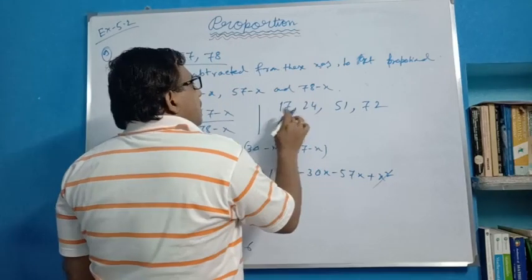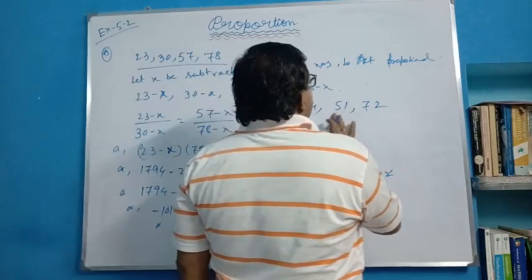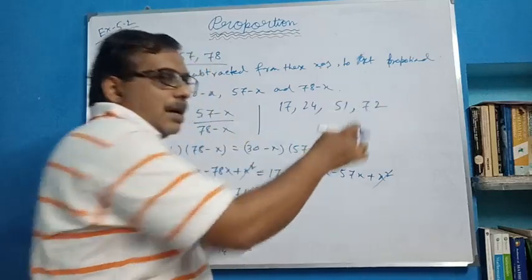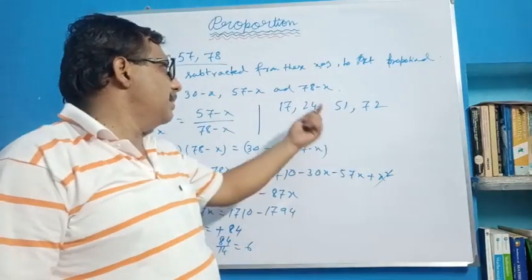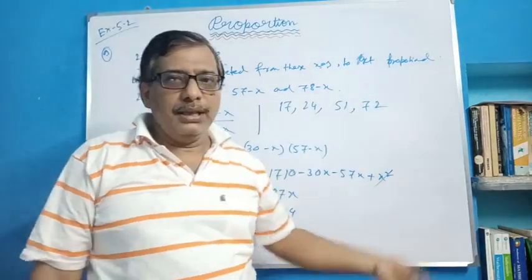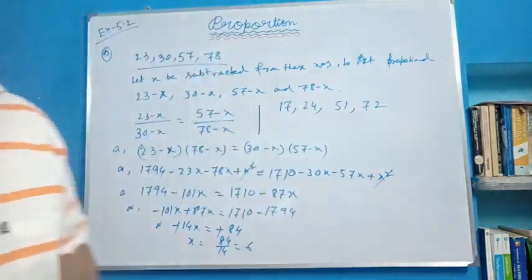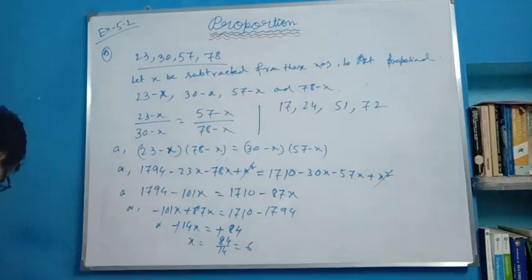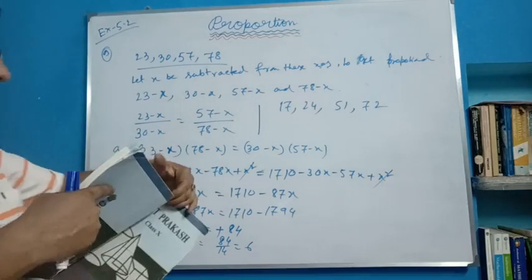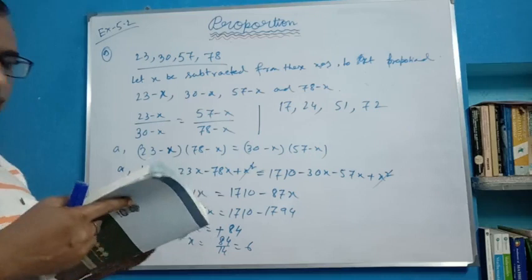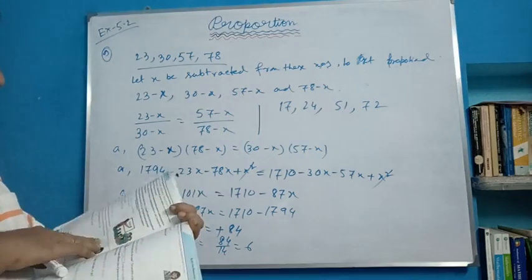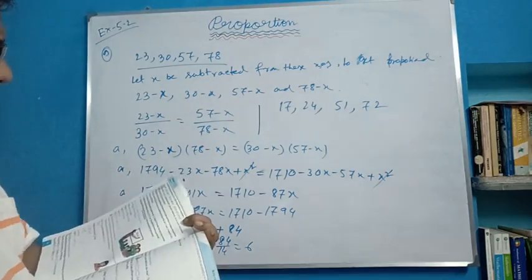Check it. 17 by 24, and this is 51 by 72. If we multiply these two numbers by 3, then we get those numbers. So these 4 are proportional. Okay. So I already gave 4 very small, very easy problems.